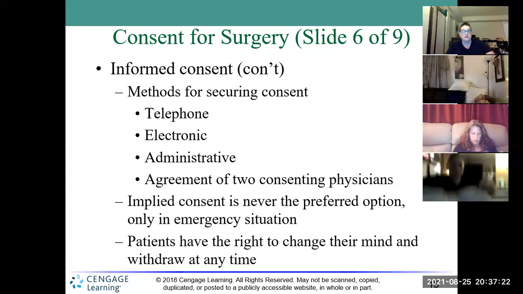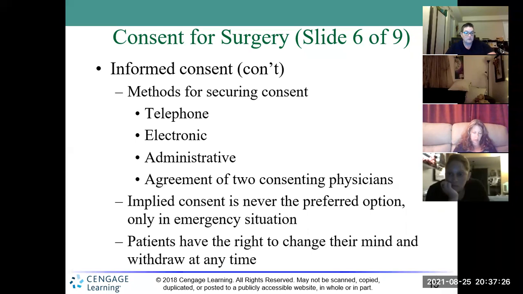And that usually is called AMA, against medical advice, when that happens.